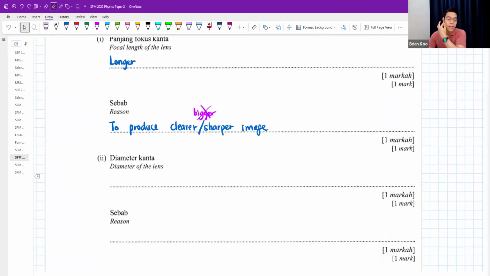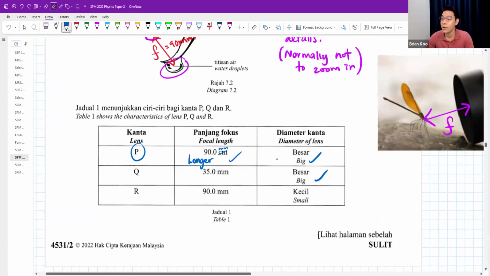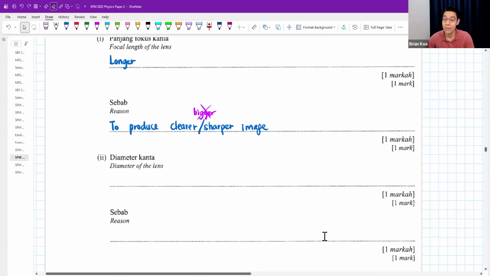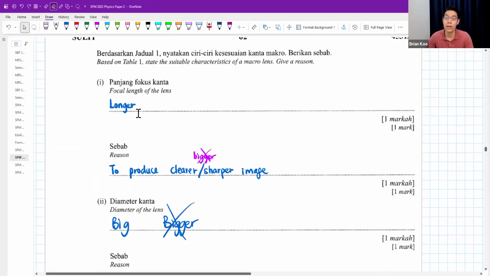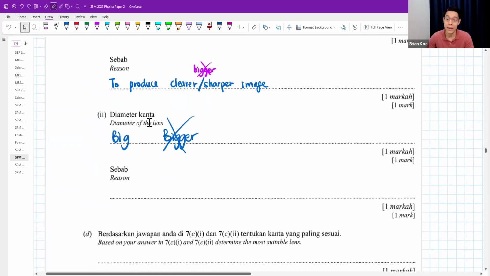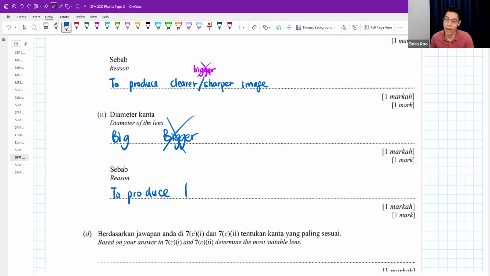Okay, then the diameter of the lens, I want it to be big. You follow the table. If the table writes big, you write big. You don't go and write bigger. If the table gives you a value and then you write longer, that one is fine. The reason for a big diameter is to produce, the best word right now is brighter.